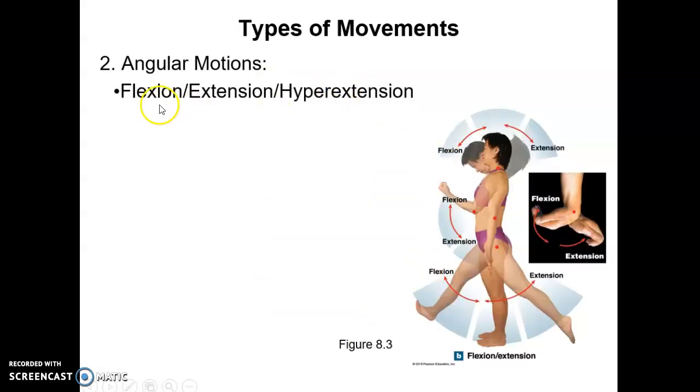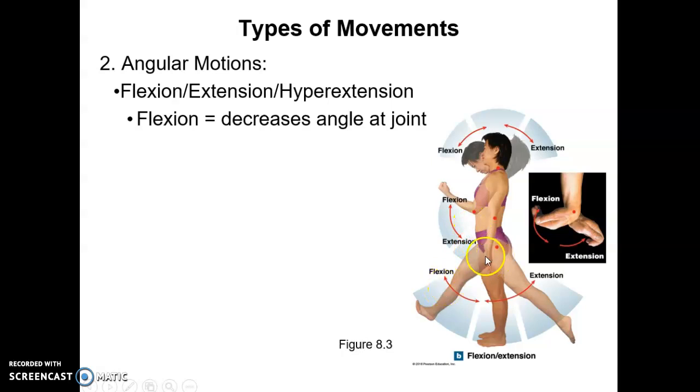More angular motions: flexion, extension, and hyperextension. Flexion, you're decreasing a joint angle. So if you're in the anatomical position, that's a straight line, 180 degrees. If you flex the neck, you decrease that angle. Same thing with the elbow, straight line, 160 degrees. If you flex at the elbow, you are decreasing that angle.